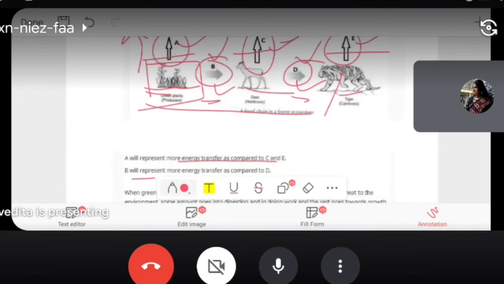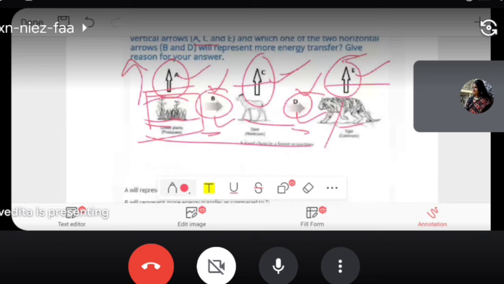That is because the plant is transferring the energy, B, to the deer.